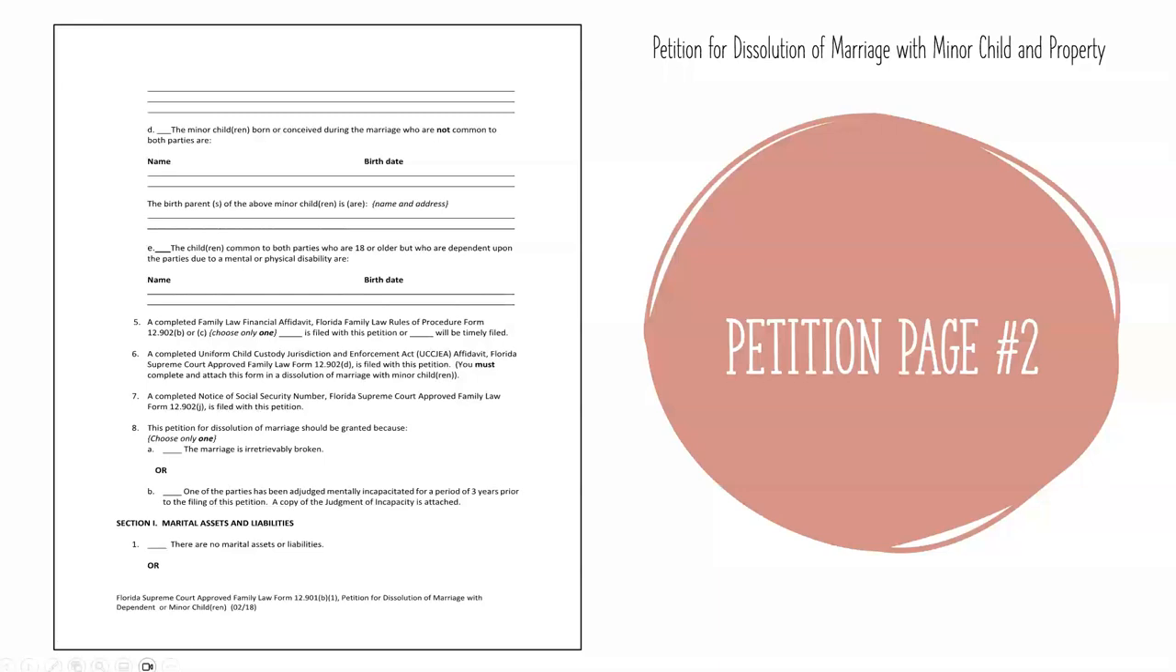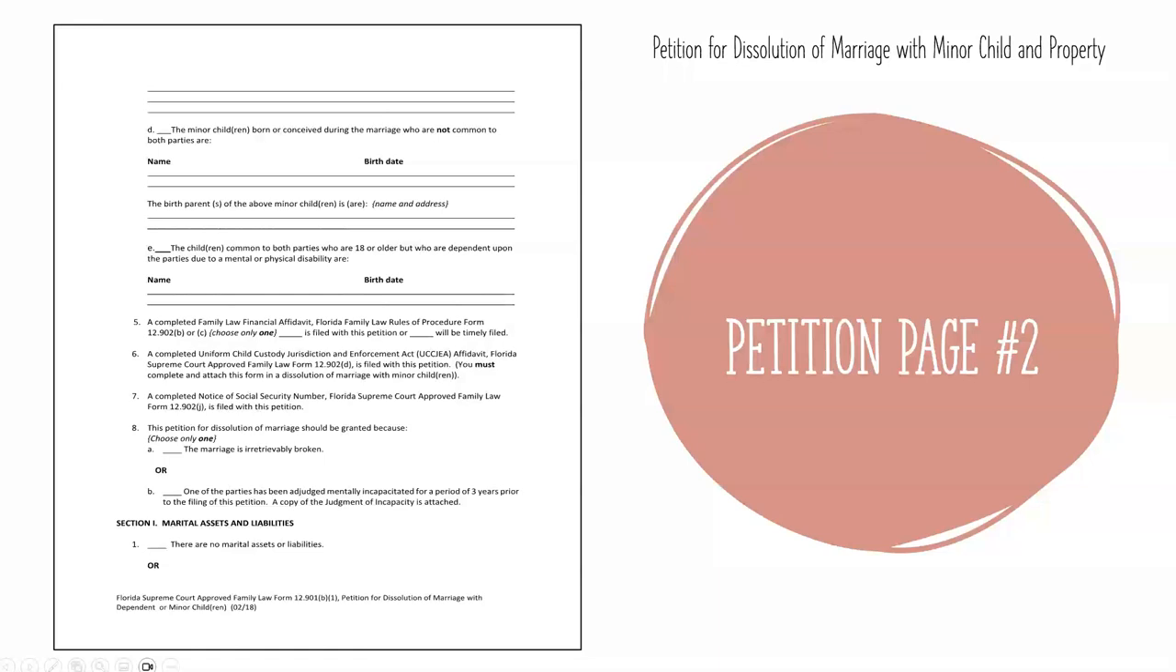Paragraph 5, financial affidavit. Select only one option. Both parties must complete a financial affidavit, and it is recommended that this be filed with your paperwork. Be sure to check the corresponding box to confirm this requirement. Paragraph 6, Uniform Child Custody Jurisdiction and Enforcement Act Affidavit, UCCJEA. Confirm that you have filed the required UCCJEA form with your paperwork by checking the appropriate box.